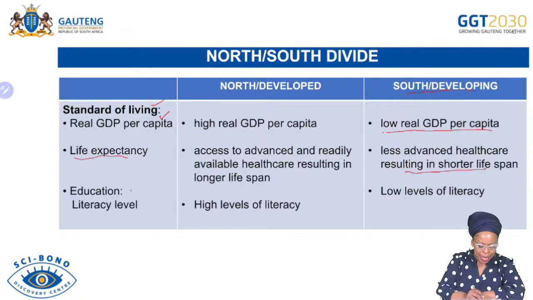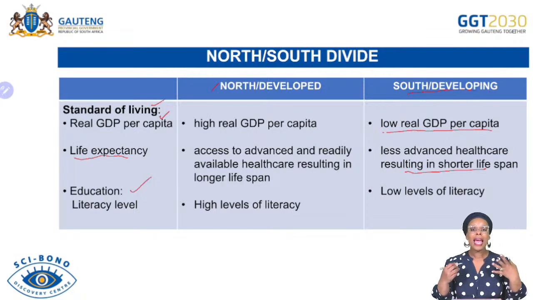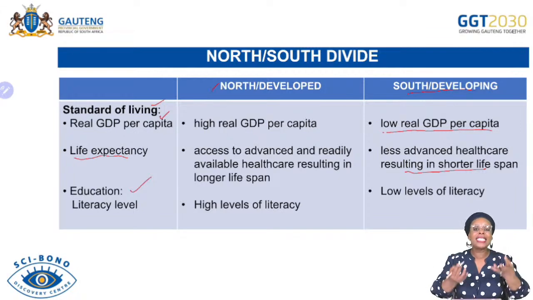Let's move to education level or the literacy level. Because of a high income, high per capita income, the people in the countries from the north have access to better education. Their learners or their children finish primary schooling, secondary schooling, and they also have access to tertiary education. So the number of people who can read, write, and count is higher.